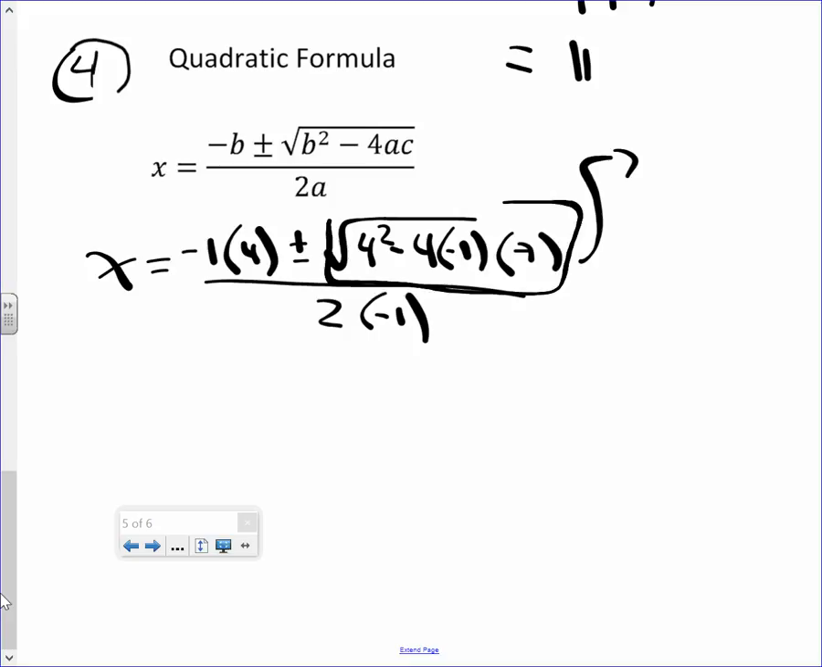Let's slay this monster, right? Or the monster. 16. That'll be a plus 4 times the 7, so plus 28, yeah? Because -4 times -1 is positive, 4 times 7 is 28. 28 plus 16, I have no clue. The answer is 44.